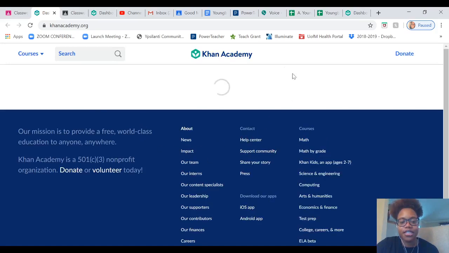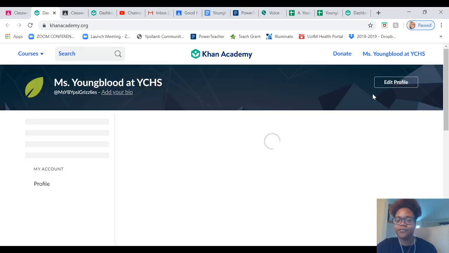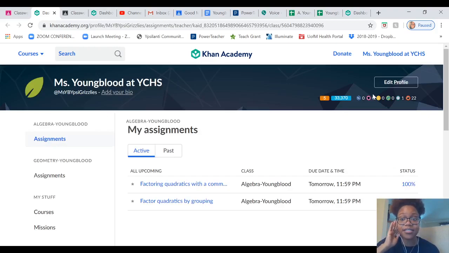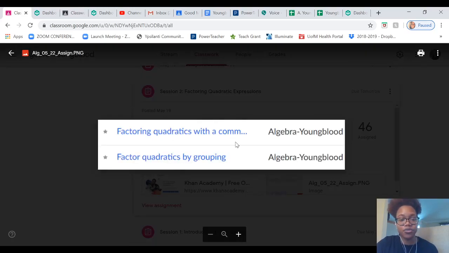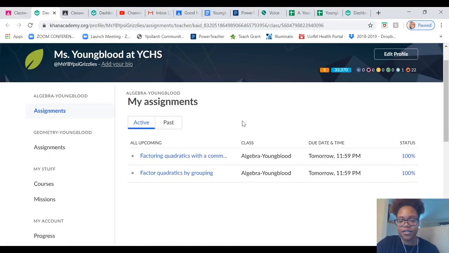And that takes me straight to my Khan Academy page. Again, if it does not take you straight to your page, make sure you are signing in with whatever email you use to sign up for my Khan Academy class. This image here shows you what assignment you should be doing. So we have 2 assignments to complete: factoring quadratics with a common factor, I believe, and factoring quadratics by grouping. In Khan Academy, we see we have those 2 assignments that are going to be due Friday. So let's start with the first one.